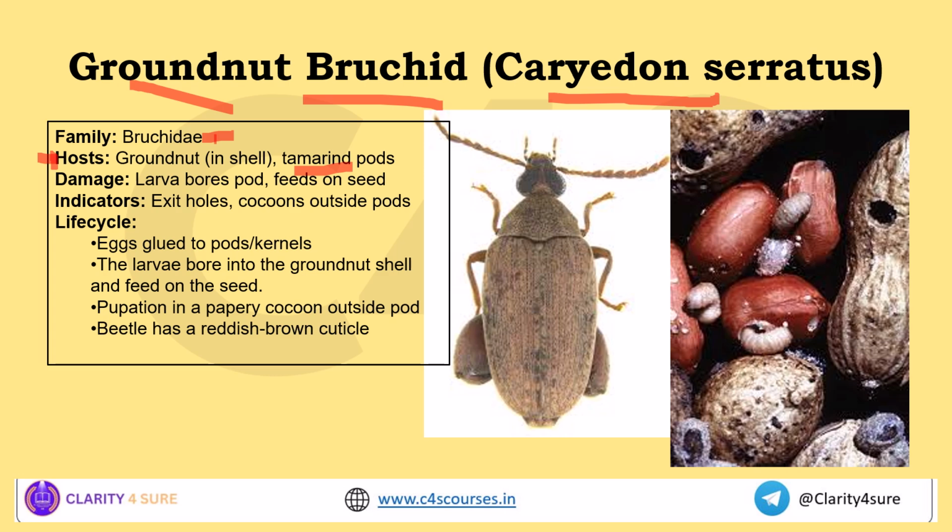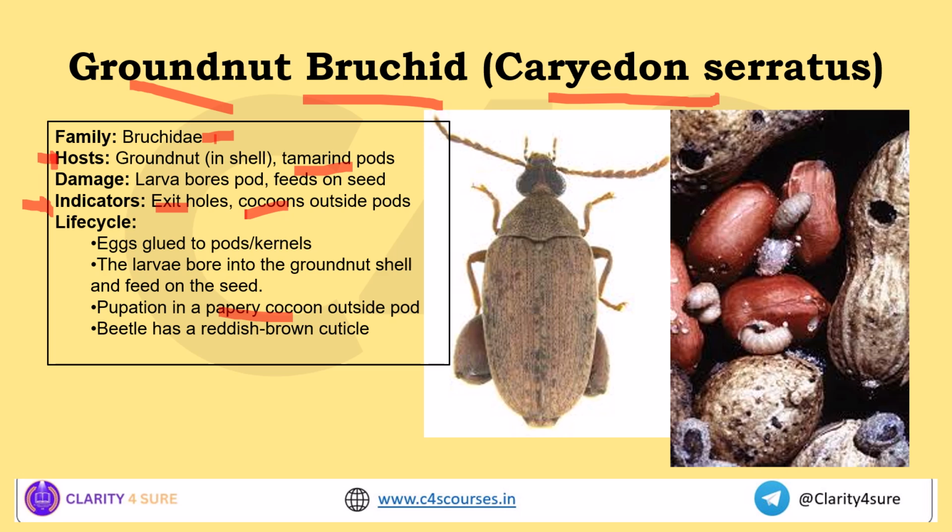Then the pupa pupates outside the pod in a paper-like cocoon. I have denoted here how they complete their pupation in a paper-like cocoon, and the infested seeds become brittle and lose viability and market value. Okay. So the indicators that can be concluded here are that the exit holes are very visible and the cocoons for pupation are completed outside the pods. Only two indicators can be concluded from here.